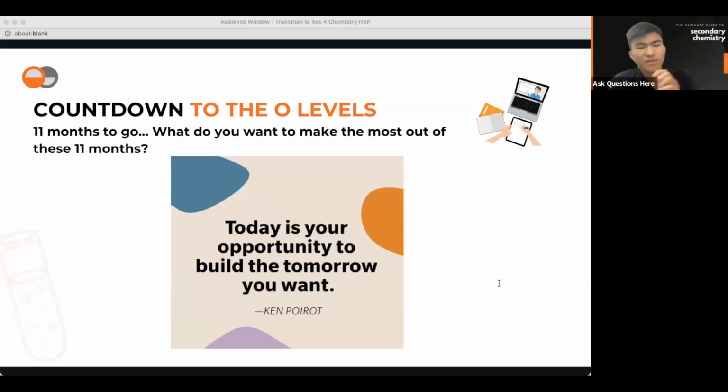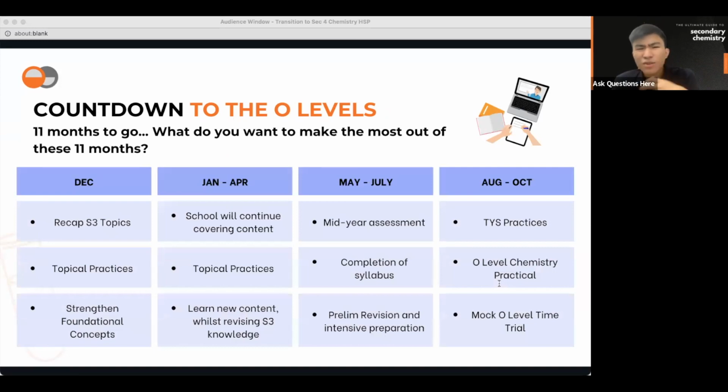Let me show you why a lot of students face a lot of difficulty when they're studying chemistry. For ourselves, we have gone through the system already, and we are the most suited to give you some advice on this particular area. Now, let me try to outline to you the roadmap that is going to be taken, in the 11 months to go.